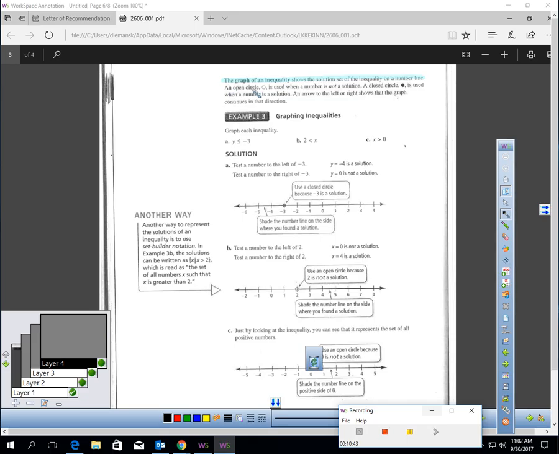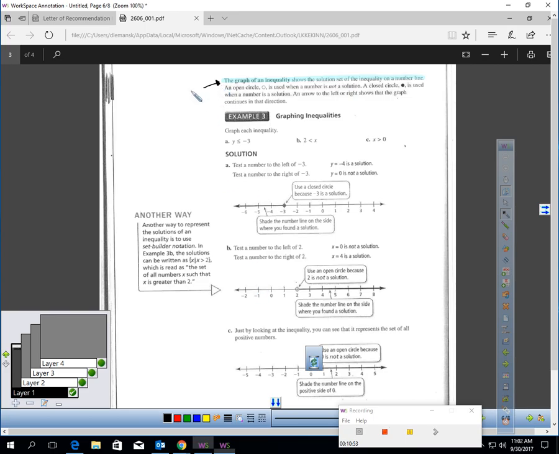Let's talk about the graph of an inequality. The graph of an inequality shows the solution set of the inequality on a number line. Now, when I was your age, I hated graphing because I thought it was just extra work, but here's what you have to understand. Graphing is actually a shortcut.